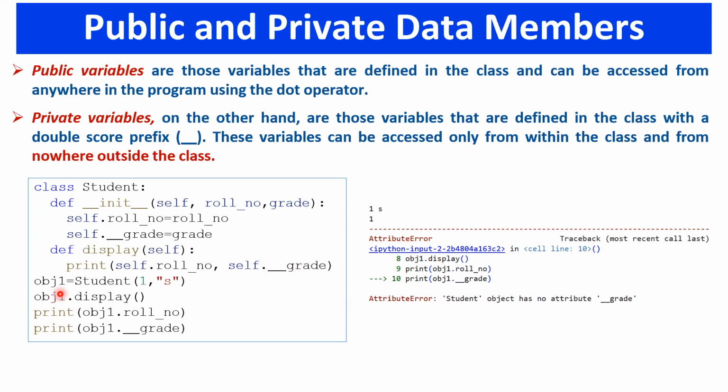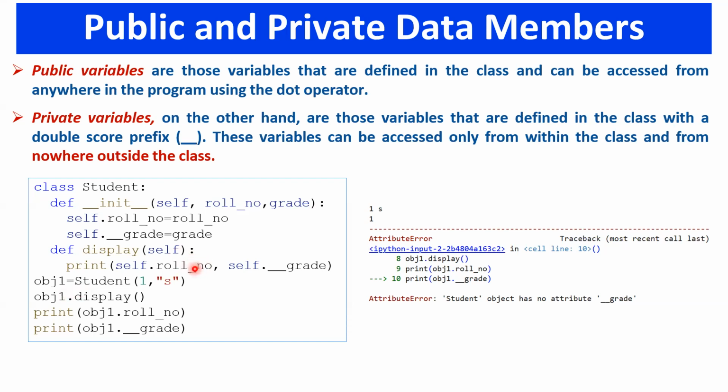We are creating an object obj1 by using the name of the class and by passing the parameters, which are roll number and grade. Grade is S and roll number is 1. So obj1.display() is going to invoke the method display, which is the method of the class.